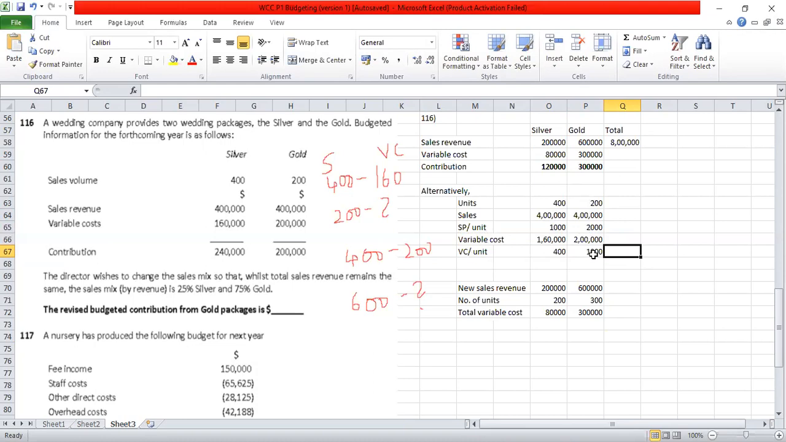Applying the per unit part of it, because the total sales revenue only is changing in the ratio of 25 is to 75, which we already calculated as 200,000 and 600,000, the number of units have to be calculated. For a sales volume of 200,000, how many units must they have sold? They must have sold 200 units, that is, each unit sold at a selling price of 1,000. So like that you calculate. I hope it's clear.